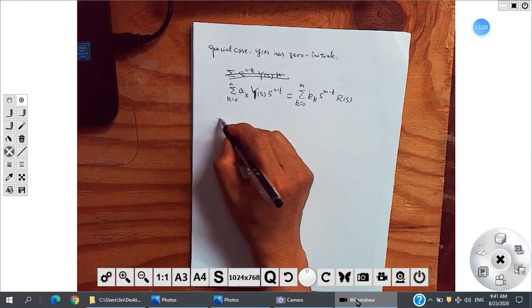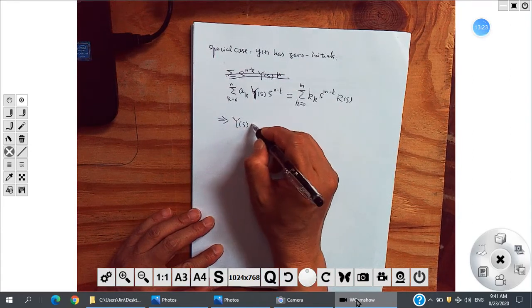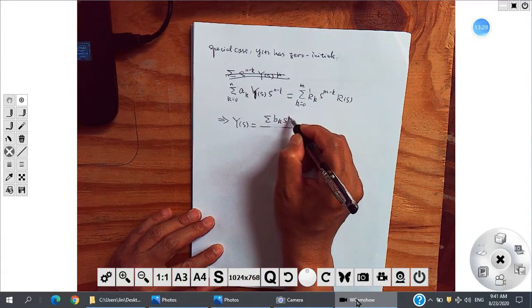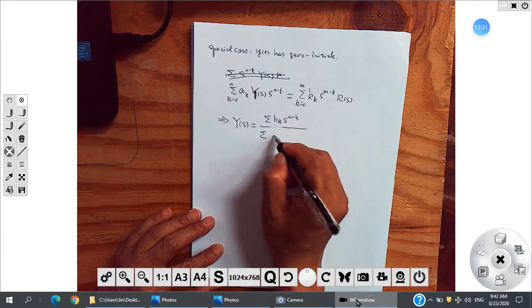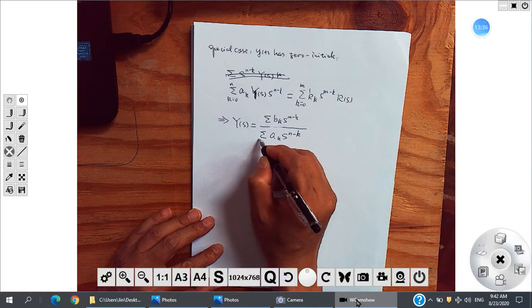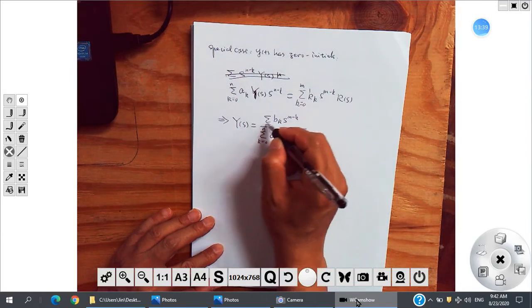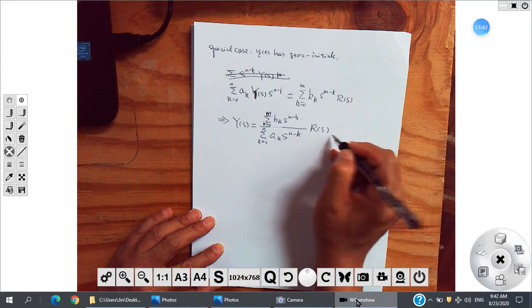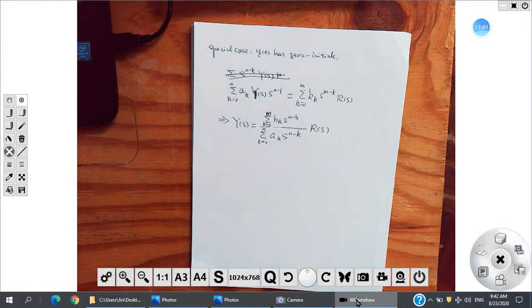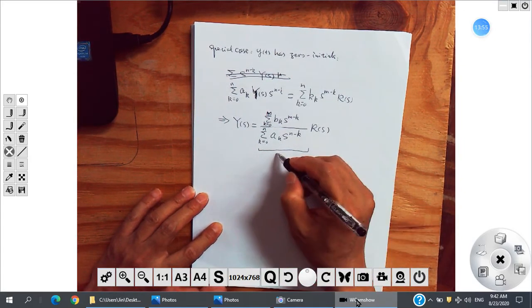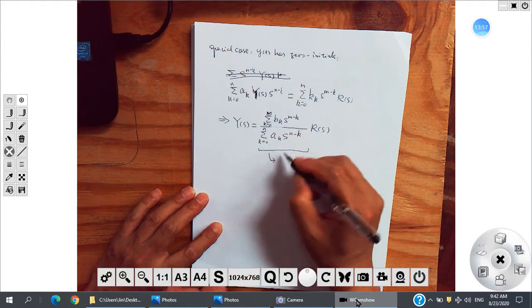Then we can have Y of s equal to the summation of b_k s to the m minus k, over the summation of a_k s to the n minus k, times R of s. The denominator has k running from 0 to n, and the numerator has k running from 0 to lowercase m. Alright, this is a very good equation. Actually, look at this part: we call it the transfer function.